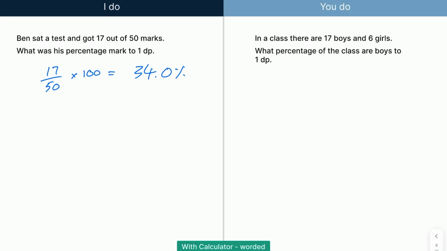So hopefully you've pressed pause and had a go at the example on the right. So what percentage of the class are boys? So as a fraction, that will be 17 divided by, now careful here, the bottom is going to be the total. So in total, how many people are there in the class? So the total is going to be 17 plus 6, okay? That will be the total. So we're going to divide 17 by the total, and times that by 100, forgot that, which gives us 73.9% to one decimal place.